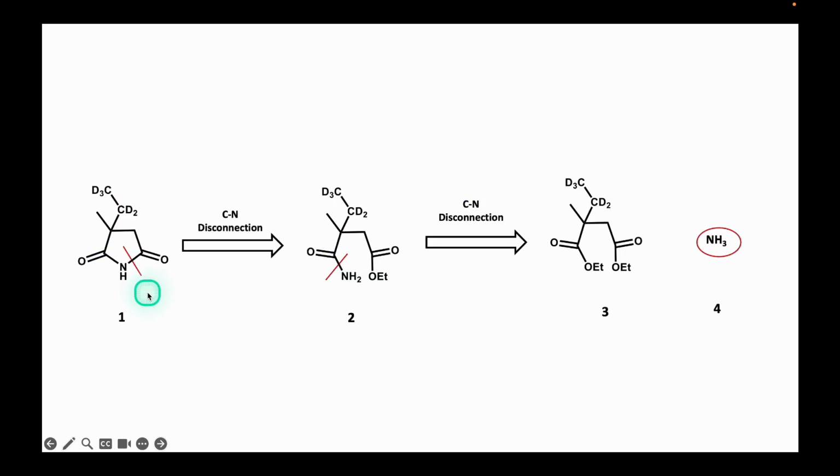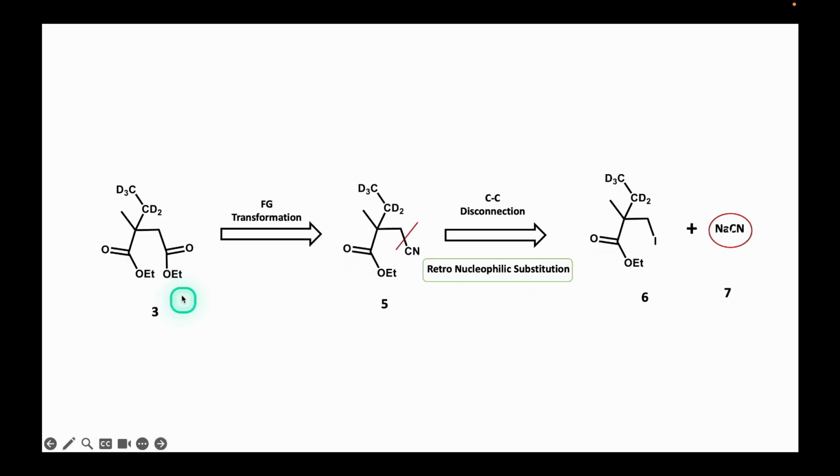The amido group in the heterocycle present in 1 acts as a retron, and a first carbon-nitrogen disconnection, based on an amidation reaction, opens the ring and produces precursor 2. A second carbon-nitrogen disconnection leads to disubstituted diethyl succinate 3 and ammonia 4 as raw material.